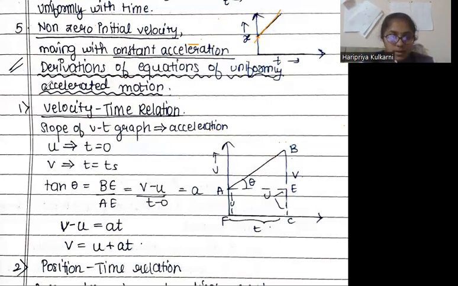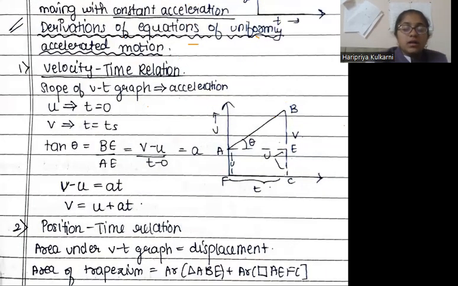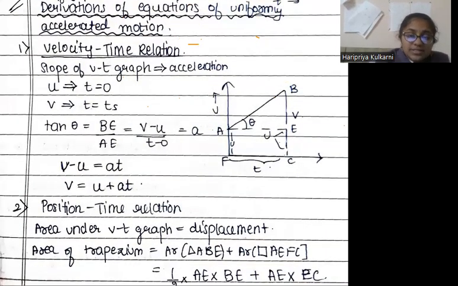Okay, now coming to the derivations of the equations of uniformly accelerated motion. These three equations are again the same thing that we did in our 9th standard, right? So again, let's revise them. First is the velocity-time relation, that is v is equal to u plus at, right? So how to derive this? The slope of the v-t graph gives acceleration, as we know.